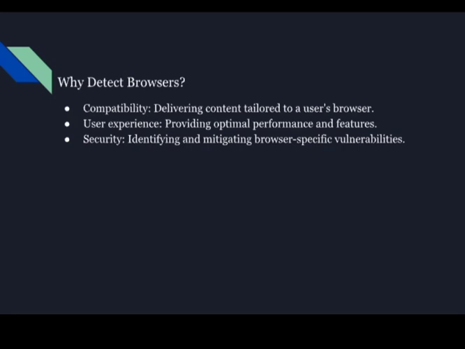The second is feature support. Different web browsers support various web technologies and features to varying degrees. By detecting the user's browser, we can deliver content and functionality that is compatible with their browser capabilities. The third is bug fixes, in which browser detection helps us identify and address issues or bugs specific to certain browsers, ensuring a smoother user experience.